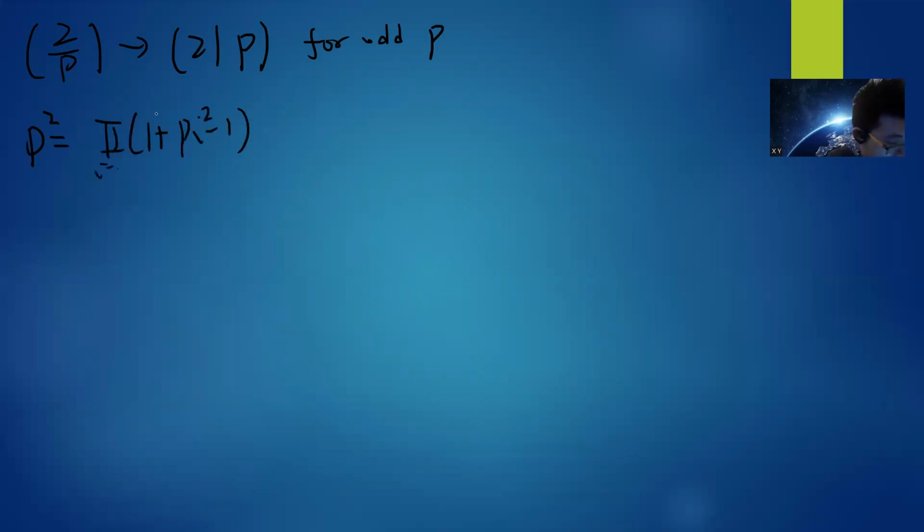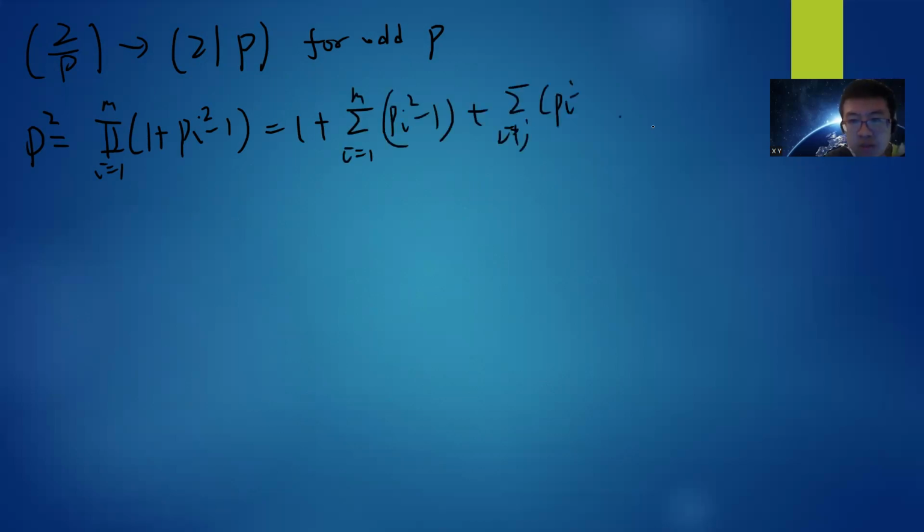Okay, so now let's consider this guy, or in my notation, I use this for general p, or odd p. The same strategy. We notice that p squared is just 1 plus the sum over i from 1 to m of (p_i squared - 1), plus cross terms like (p_i squared - 1)(p_j squared - 1), and so on. Keep going.